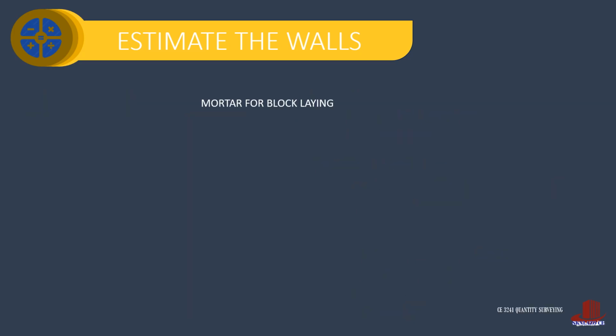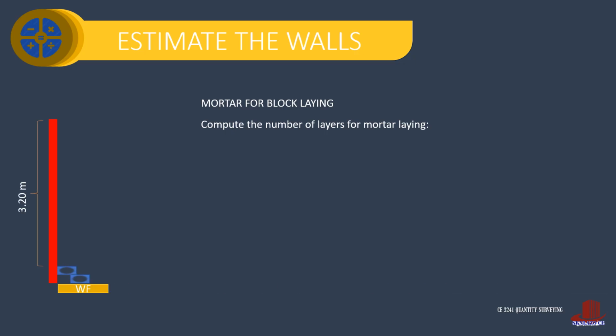We then compute for the mortar, starting with the mortar for block laying. What we needed is the number of layers for the blocks, so let's view the height of the wall. The wall height from NGL is 3.2, and there are 2 layers embedment below NGL. The 3.2 meter height includes the roof beam, which means we need to take out the height of 0.35 from 3.2, and that gives 2.85 meters.